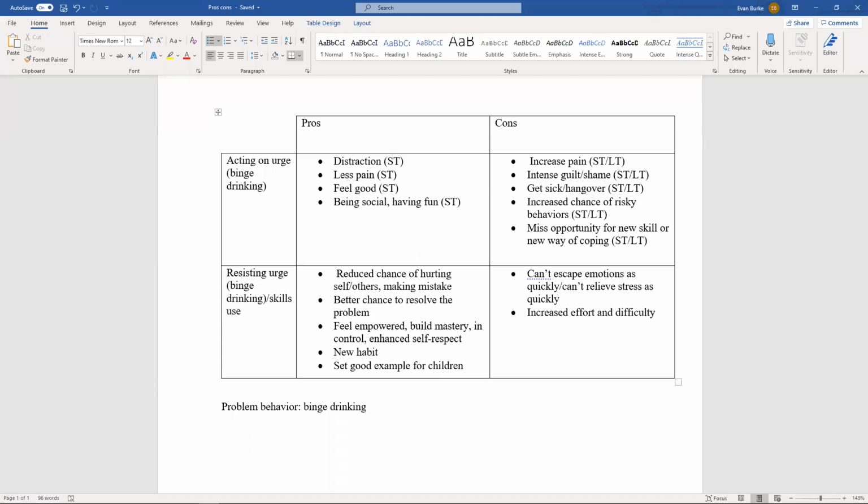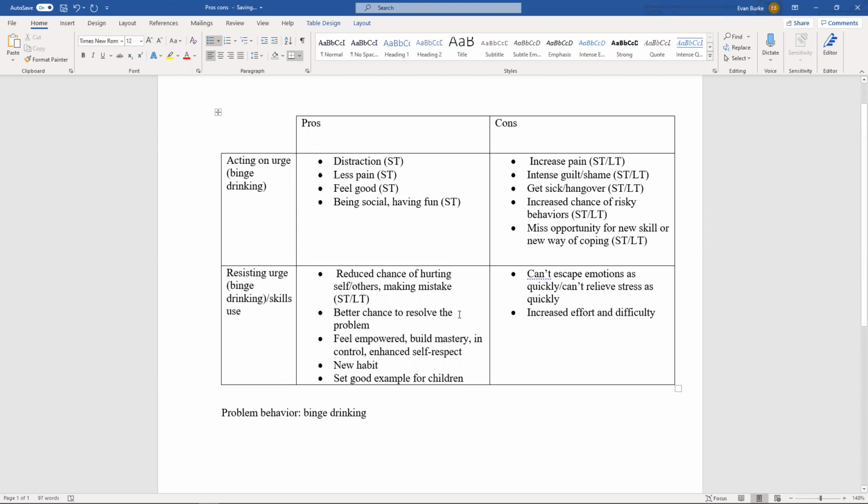refraining, and skills use. So in terms of reduced chances of making mistakes, that's a short and long-term benefit, right? As mistakes can affect us immediately and into the future, right? Having a greater chance of resolving the problem also has a short and long-term effect, right? It's just a natural consequence of not avoiding the problem, and if we can be effective. So short-term, long-term, short-term and long-term. Okay.